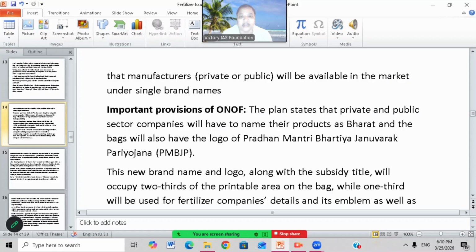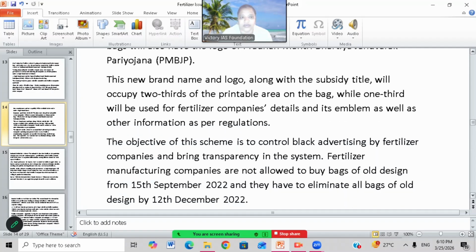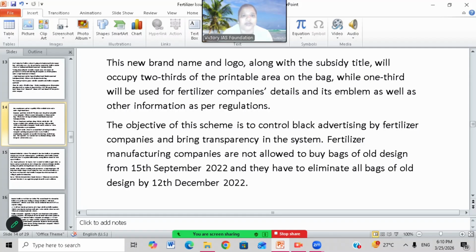So what are the important provisions of the One Nation, One Fertilizer scheme? Okay, the plan states that private and public sector companies will have to name their products Bharat, and the bags will have the logo of this Yojana also. The brand name and logo along with the subsidy title will occupy two-thirds of the printable area on the bag, while one-third will be used by fertilizer companies. Okay, and the one-third will be for the fertilizer companies' own brands or names, etc.